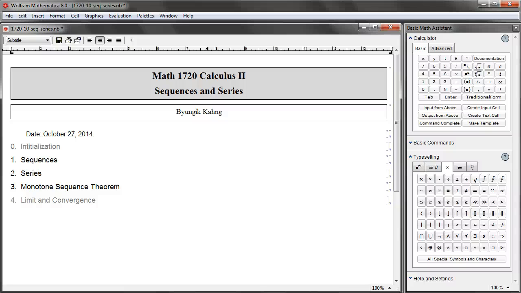Welcome back, students. We have two optional topics left. Section 3, Monotone Sequence Theorem, is one, and Section 4, Limit and Convergence, is the other. Section 3 is going to be a little easier. Monotone Sequence Theorem is related to one of the main axioms of real number system.